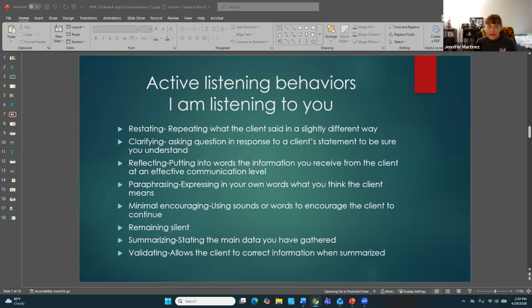Paraphrasing, everybody has done paraphrasing before for writing a paper, or something along those lines, right? With paraphrasing, you're expressing in your own words what you think the client means. So, for an example, if the client says, I don't think I'm being told the truth about my condition, the paraphrase for that would be, you believe you've not received all the important information about your health condition. Okay, so they sound similar, but they are different.